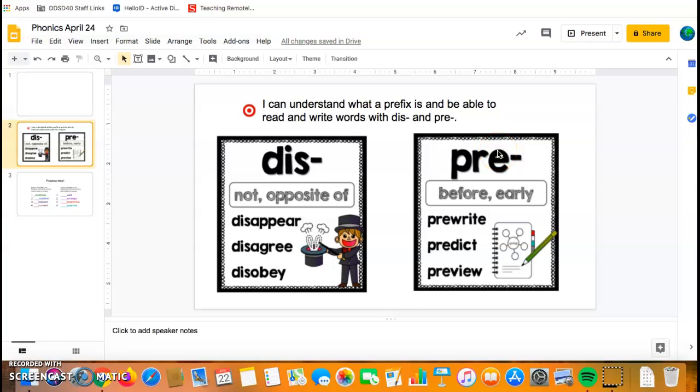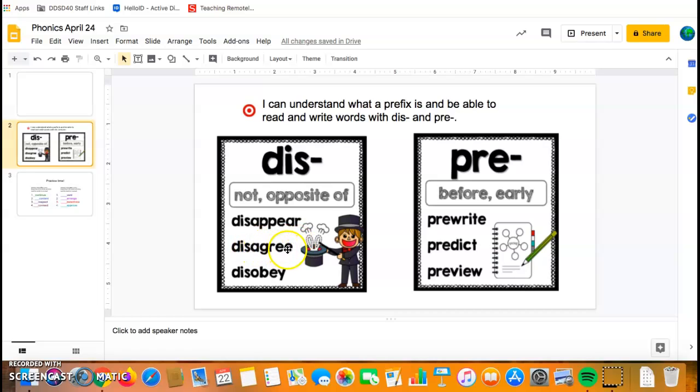Our learning target for phonics today is I can understand what a prefix is and be able to read and write words with dis and pre. Dis means not or the opposite of. So when you add dis to a base word, it means not the base word or the opposite of the base word. So here we've got disappear. Appear is the base word, so disappear means not to appear.